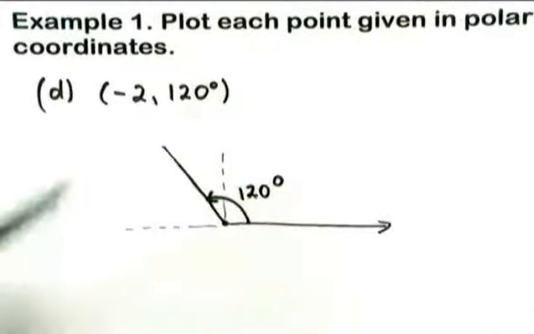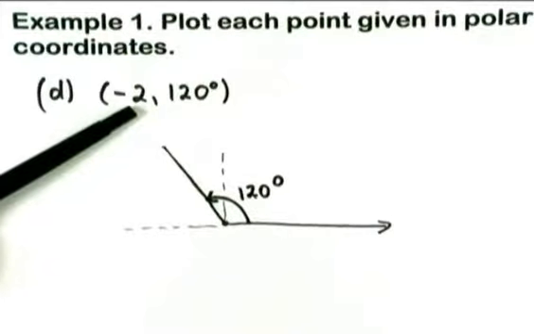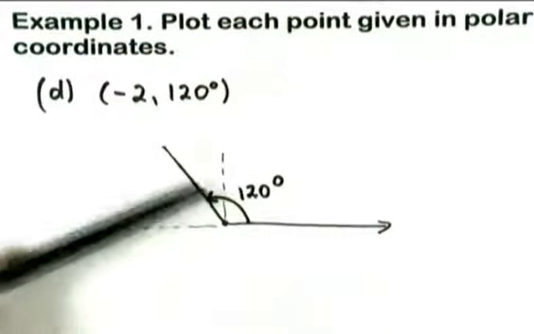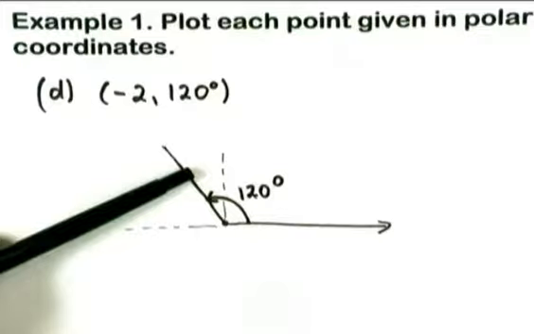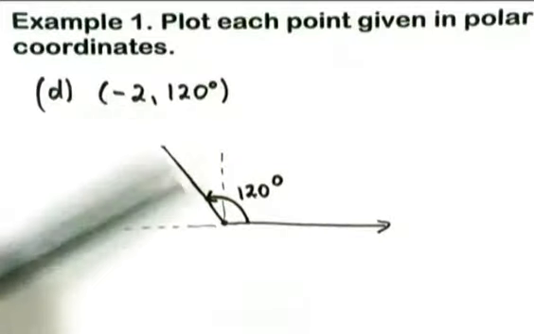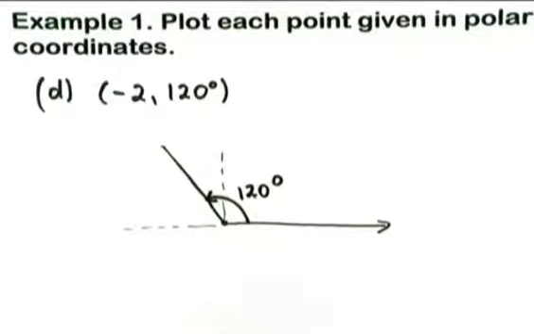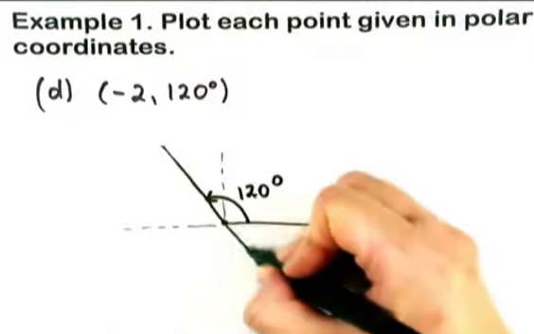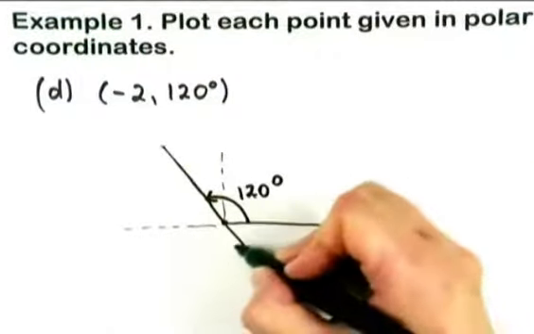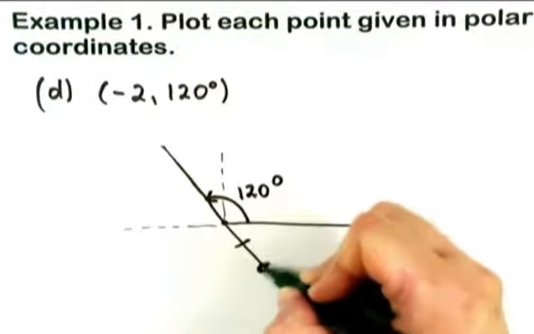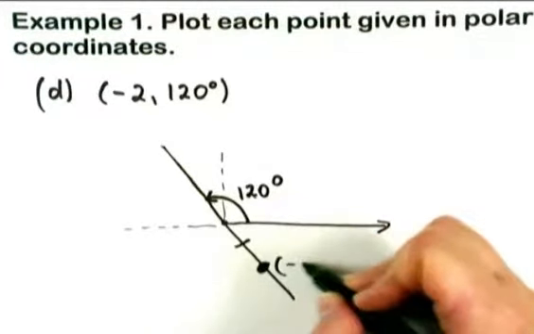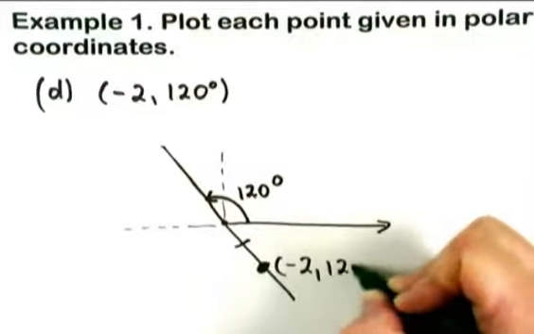So if my coordinates were positive 2 and 120, I would have measured 1 and 2 on this arm. But my coordinates are negative. That means I'm on the opposite side of the pole. So right here I need to measure on the opposite side, 1 and 2 distances. So here is the point that has -2 and 120 degrees.